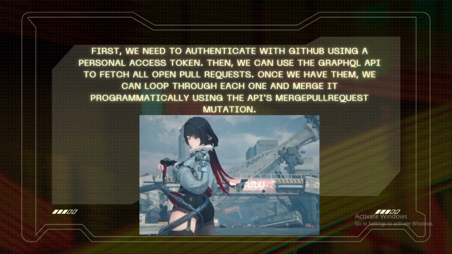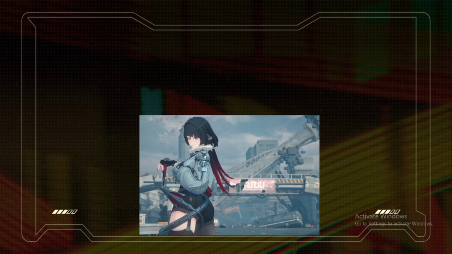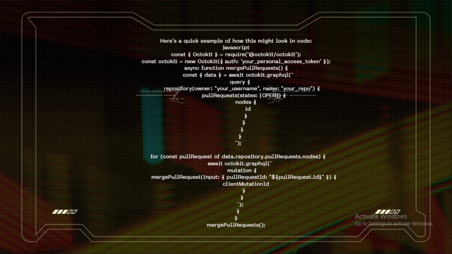Once we have them, we can loop through each one and merge it programmatically using the API's merge pull request mutation. Here is a quick example of how this might look in code. With this approach, we can save hours of manual work.